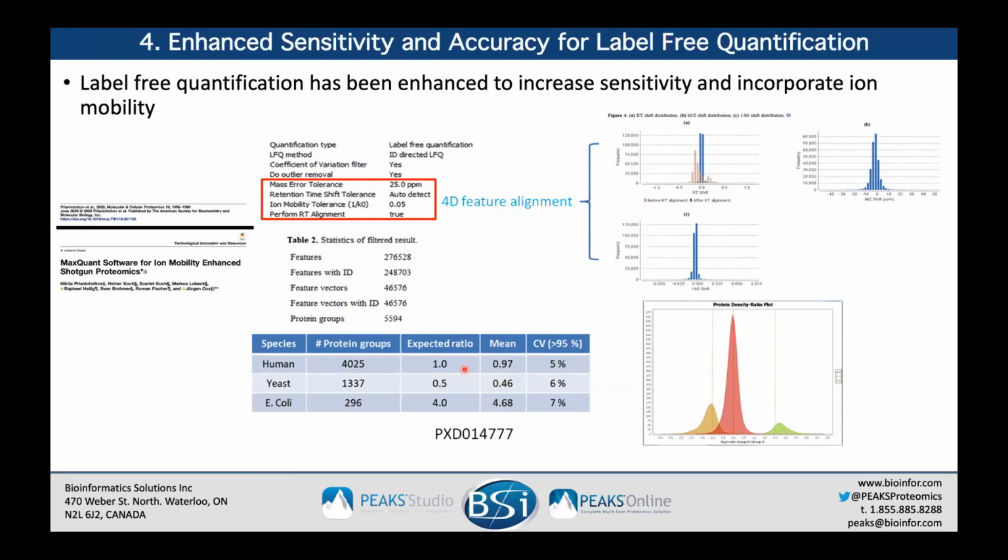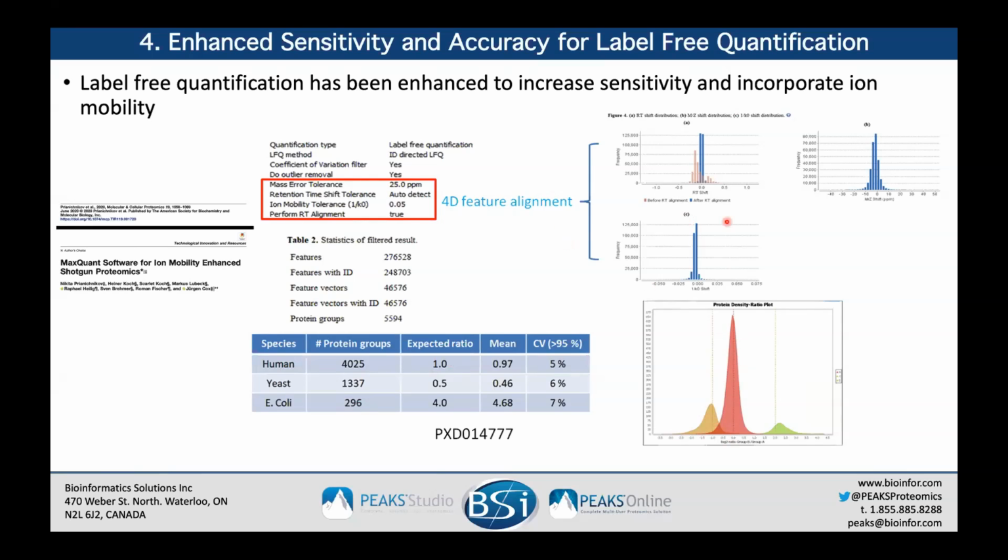Basically 2 samples were injected with 3 biological replicates for each sample, and then were quantified using either Peaks Studio or Peaks Online. And what you can see is a nice quantification result where we have an expected ratio of 1/4 for E. coli, which is over here, 4:1, and then a yeast of 0.5, which is here, and the human of 1:1.